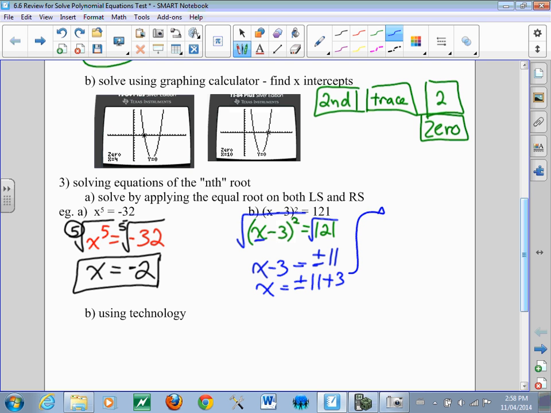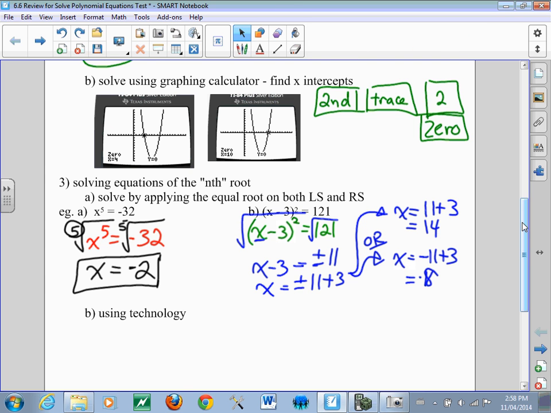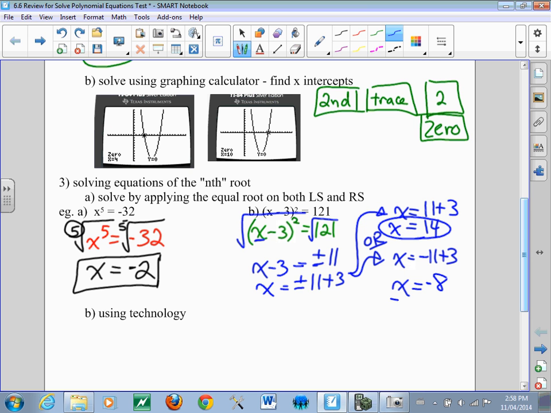Just going to bring it over here and bring it into its two cases. So either x is going to equal 11 plus 3, which equals 14, or our other option is x equals -11 plus 3, which equals -8. My fault. Okay, I'm going to rewrite that. Make it look better. Okay, so there's your solution that way.